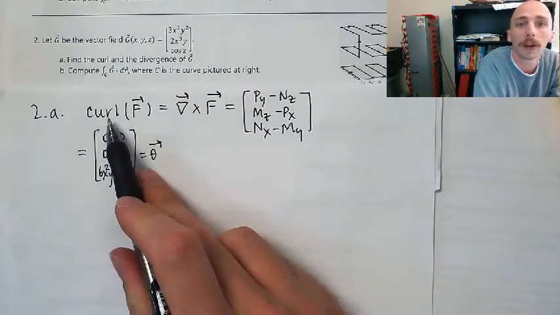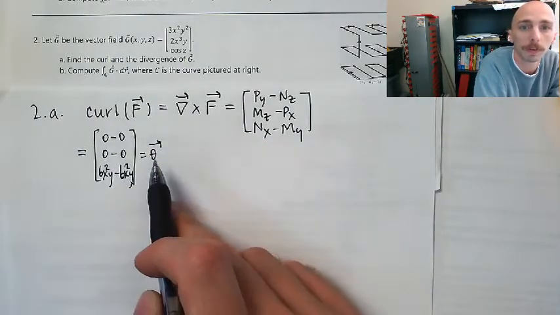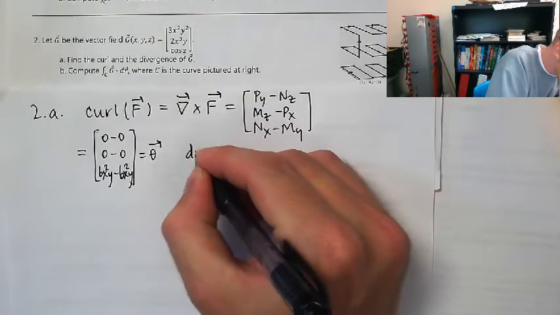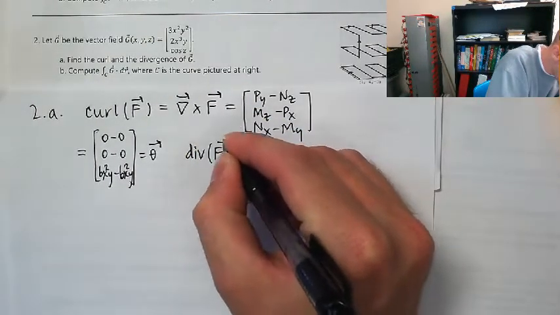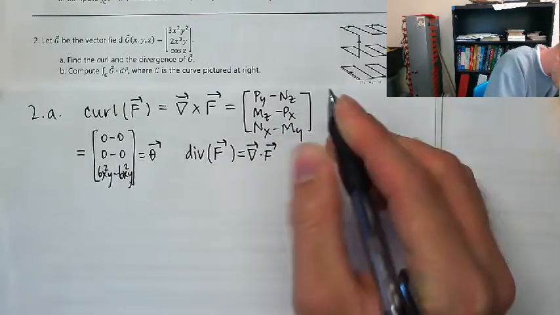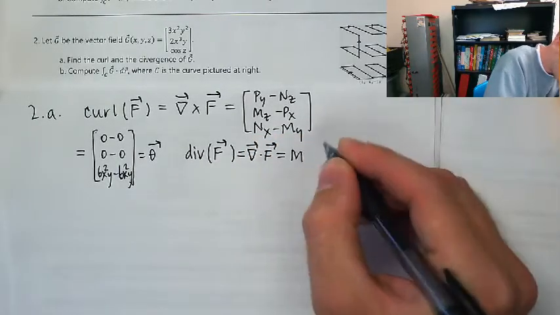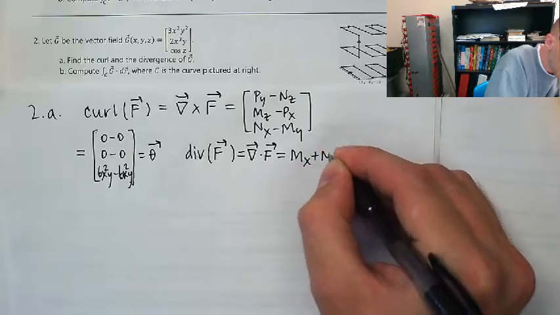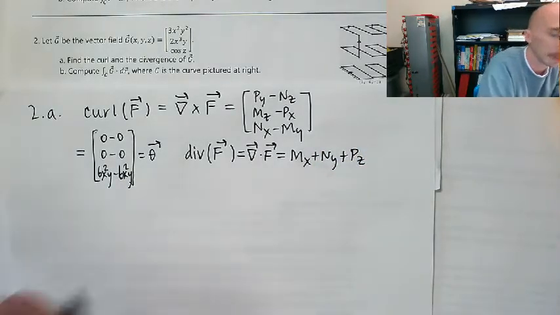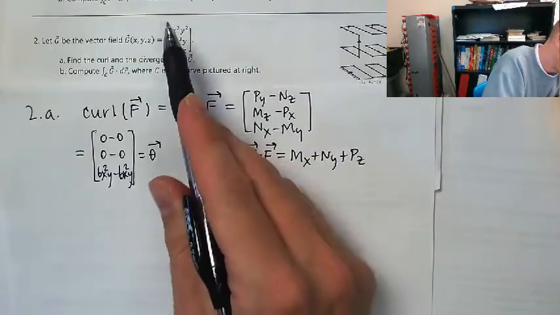Okay, now I know that when I see that the curl of f is the zero vector, that means that f is conservative. Okay, I'm just going to throw that out there. Divergence of f is del dotted with f. And in case you have that written down, that's Mx, Ny, and Pz. Add it all together. And so I can do that.